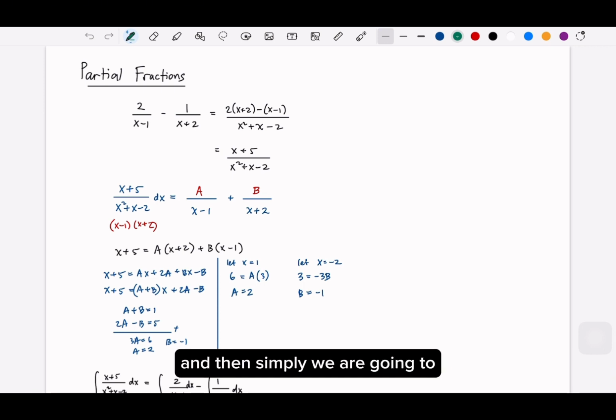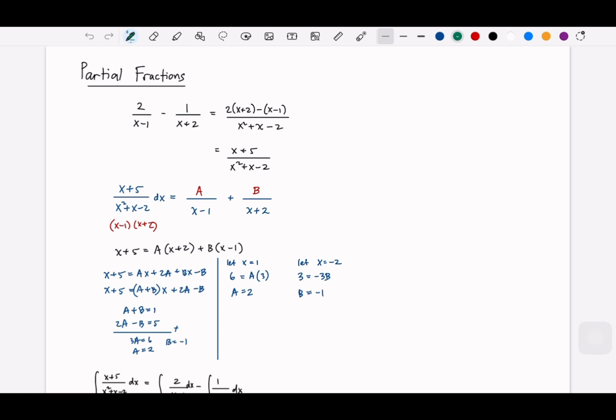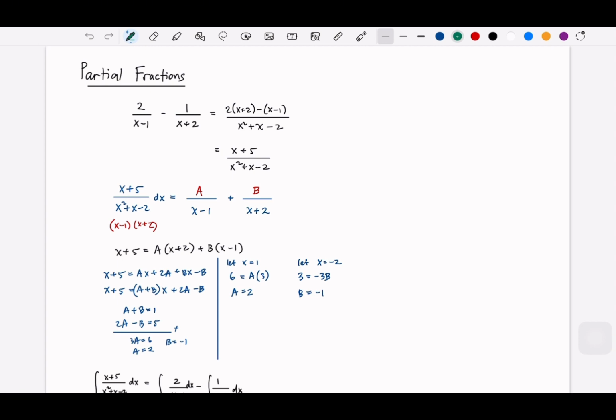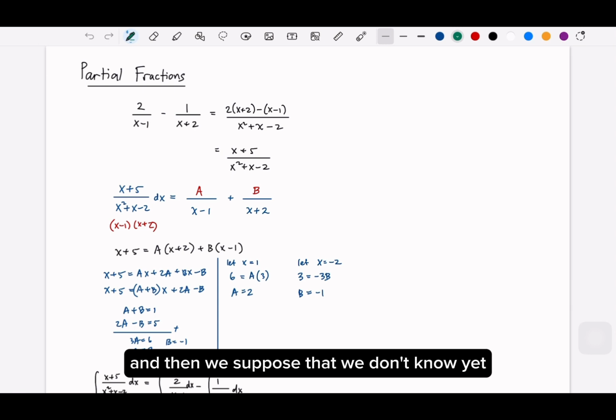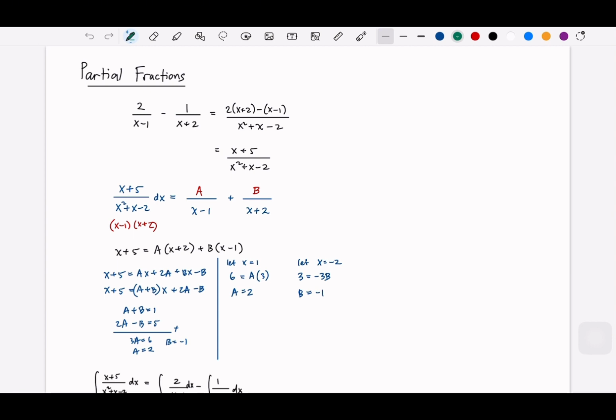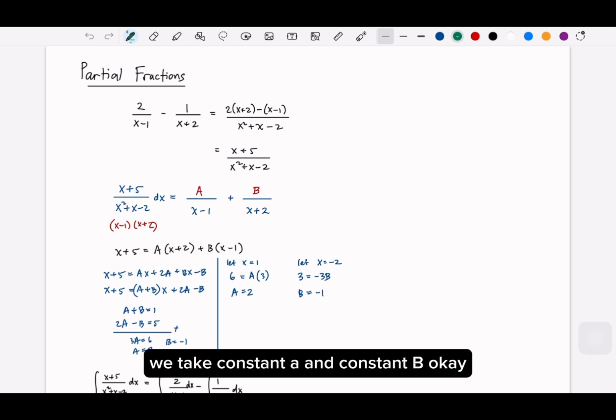And then simply we are going to take each one of them. We suppose that we don't know yet whether it's plus or minus, so we just write plus. And then this will be 1 over x plus 2, using brackets here. And then we take constant a and constant b.